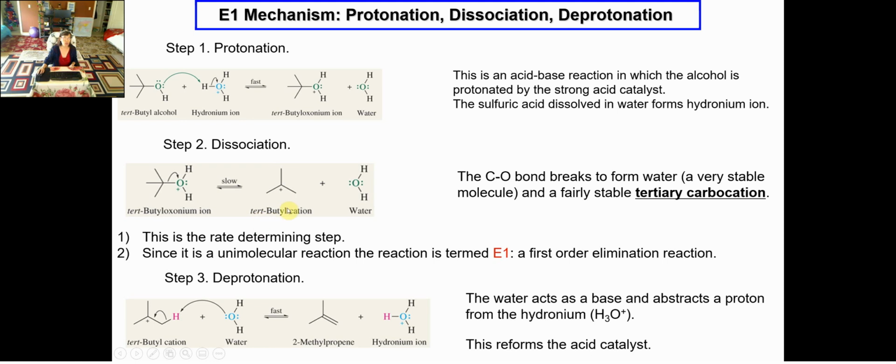So tert-butyl carbocation. This second step, as we mentioned before, is your slow step, your rate-determining step. This step only involves 1 molecule, so you call it a unimolecular reaction. Therefore, this reaction is called E1, because the reaction is an elimination reaction, you call it E reaction. Where is the elimination going to happen? What's going to be eliminated?